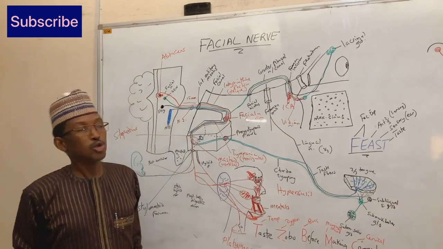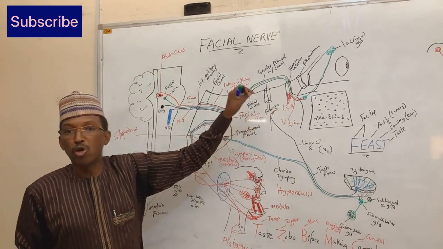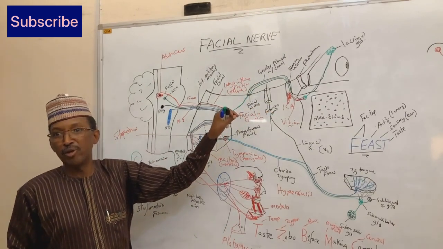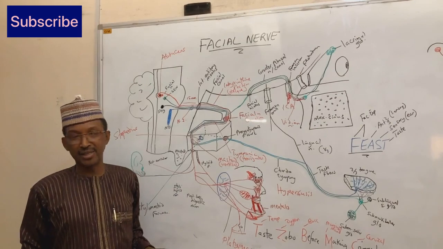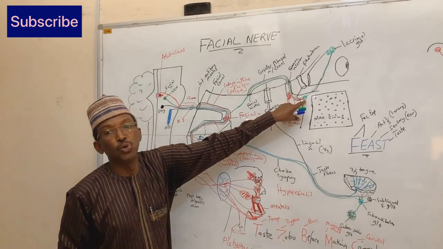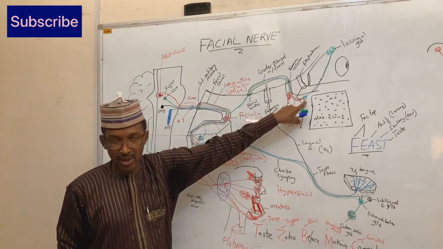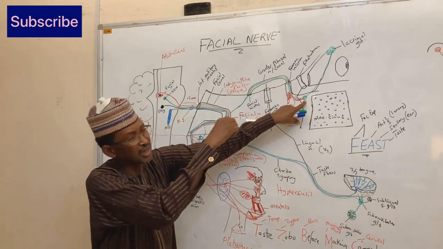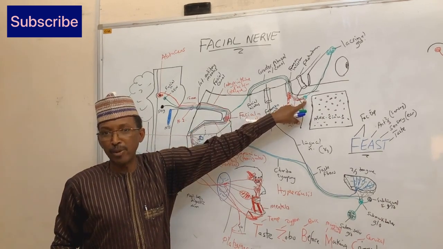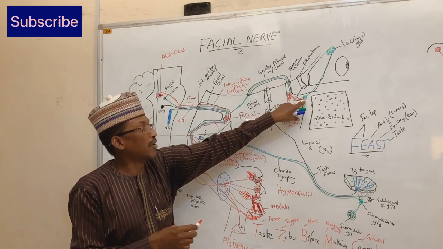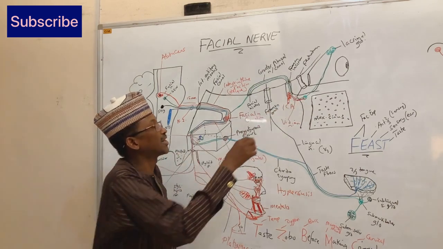You get it? So this Vidian nerve is a combination of greater petrosal nerve plus the sympathetic fibers coming from the internal carotid artery. So this Vidian nerve enters into the pterygopalatine fossa. If you can remember, I think yesterday I discussed this ganglion lying in the pterygopalatine fossa with regard to the fifth cranial nerve. So this pterygopalatine fossa contains the pterygopalatine ganglion.